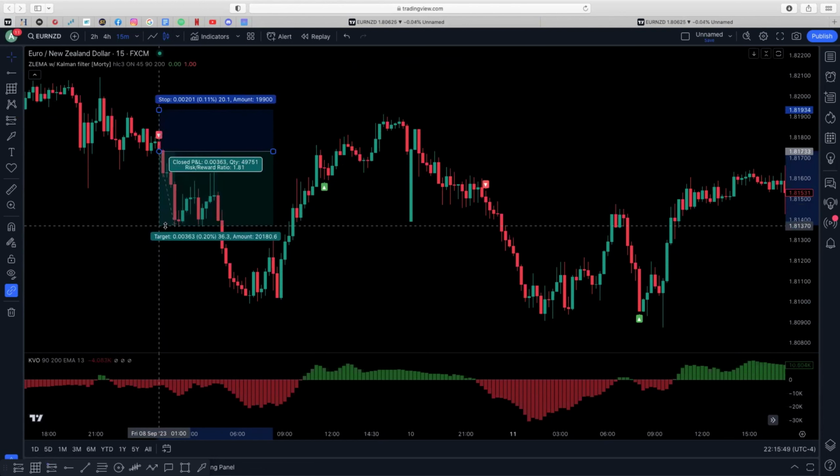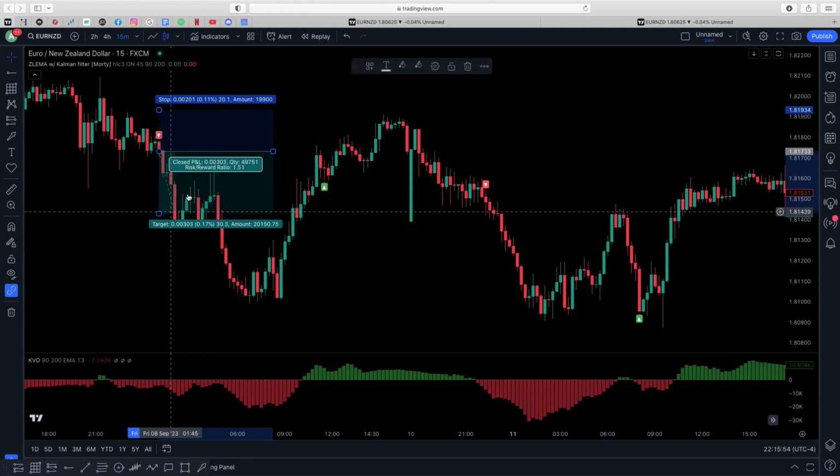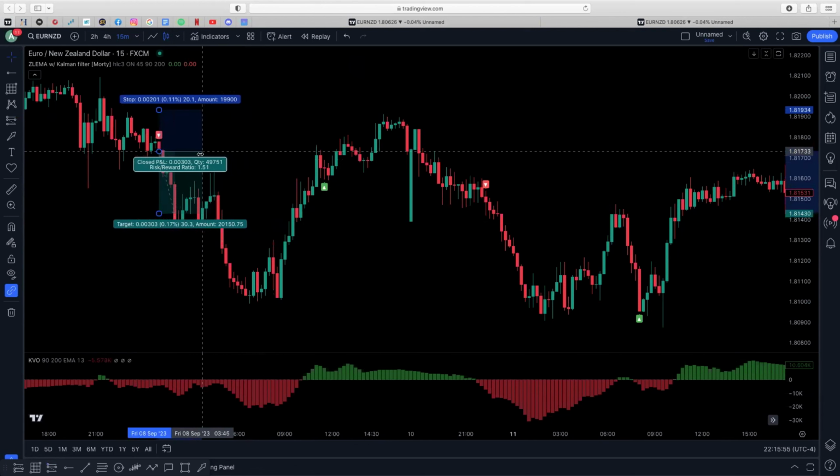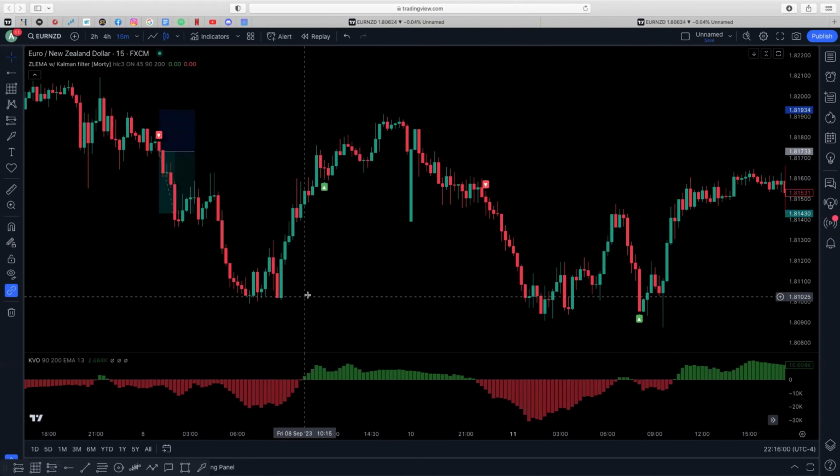So my ideal take profit is usually 1:5. That is how I trade. 1:5 is a perfect risk to reward when you're scalping the market. Now let's look at a buy example.